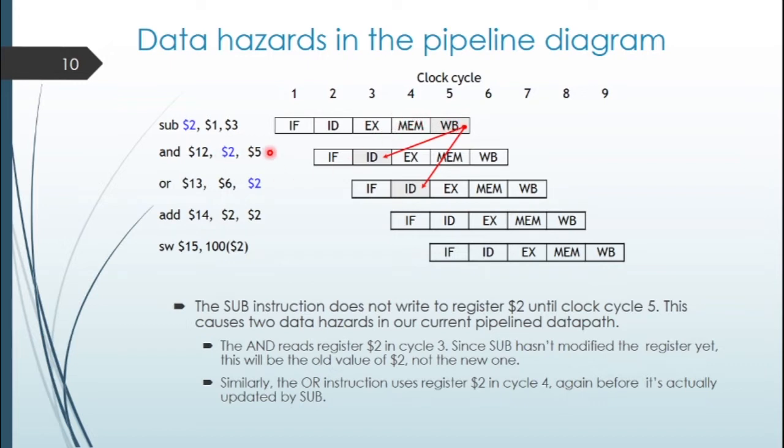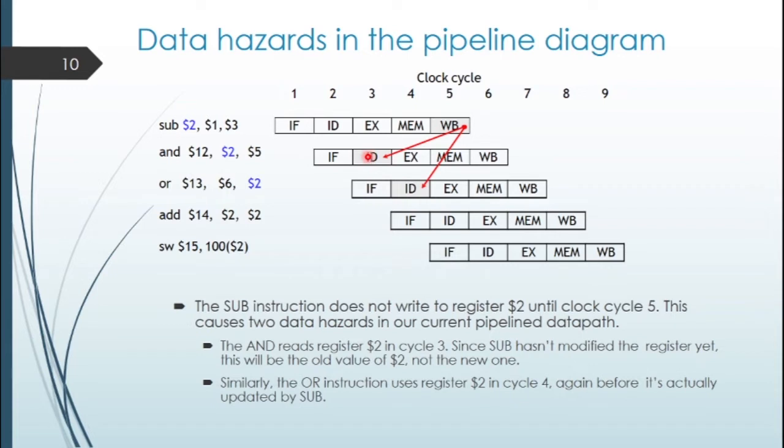But let's look at the second instruction. Register 2 is read in clock cycle number 3, to be used in clock cycle number 4 for the EX operation of AND. So register 2 is not ready yet, but it is needed in clock cycle number 3.